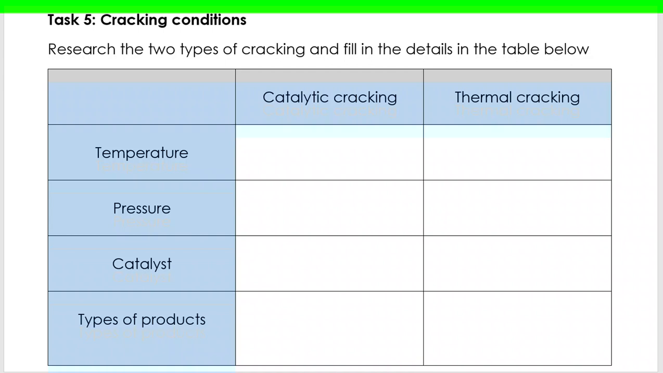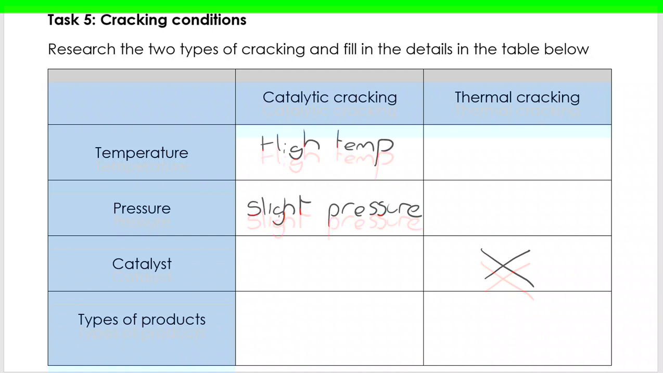Now I'm going to go to the most obvious one. Catalytic cracking has a catalyst, thermal cracking does not have a catalyst, so I'll get rid of that there. In terms of the temperature and the pressure, you have got to remember the catalytic cracking, it's a high temperature and a slightly raised pressure. You also need to remember that the catalyst that we use is zeolite.